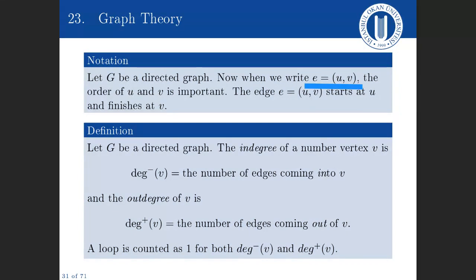We can also talk about degrees of vertices in a directed graph, but we have two different types. We have an in degree, that means the number of edges coming into v, and we also have an out degree, that means the number of edges which are coming out of v. When we count in degrees and out degrees, a loop is counted as 1 for both in degree and 1 for out degree.